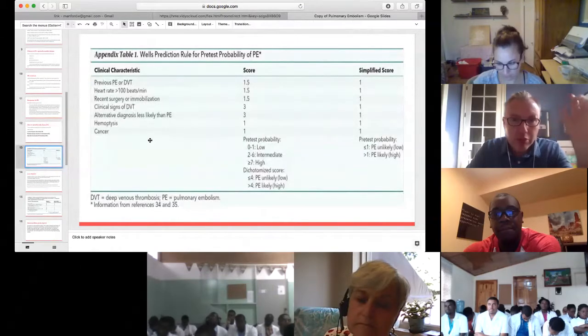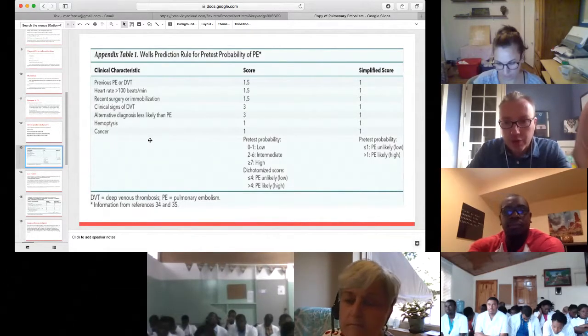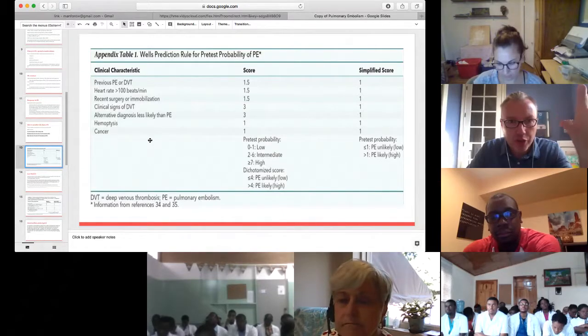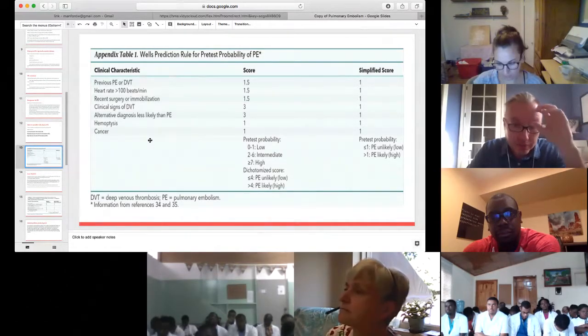So you can probably Google this and find it something in French. Also a better picture. I'm sorry about the quality of the picture, but this is just trying to give you an example of what the Wells criteria is.